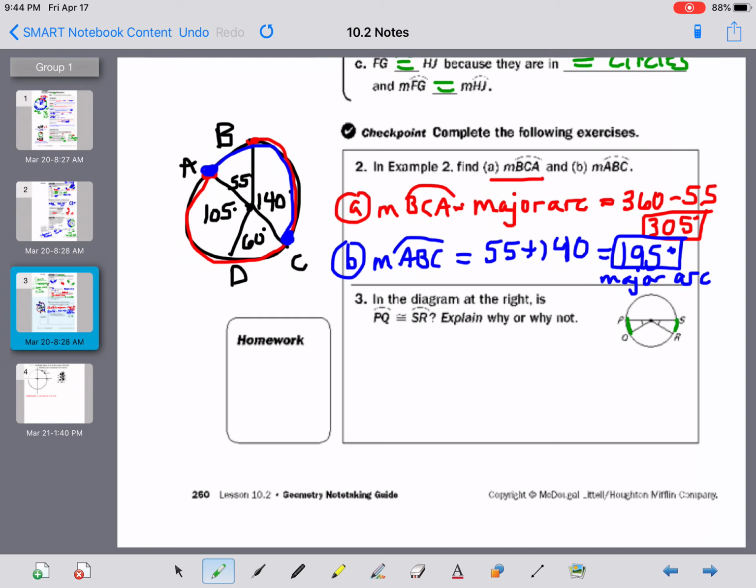Well, I'm going to be honest, they didn't give me any numbers, but I do see a congruent mark by PQ and a congruent mark by SR. So that must mean that if my angles are congruent, my arcs will also be congruent. So I definitely know I have congruent arcs.